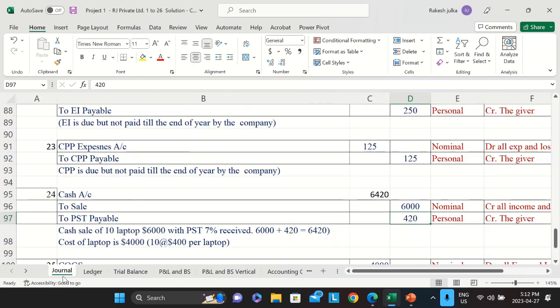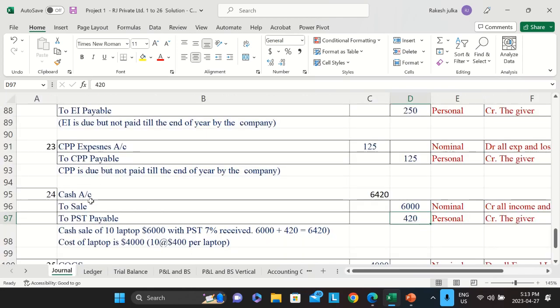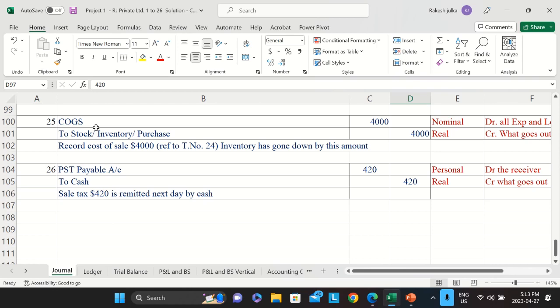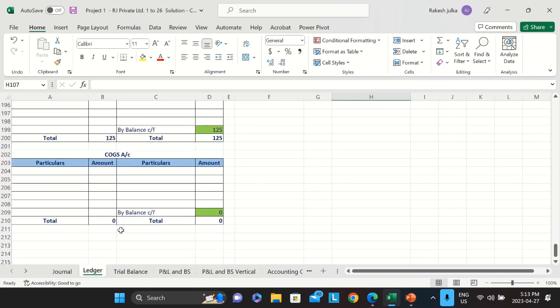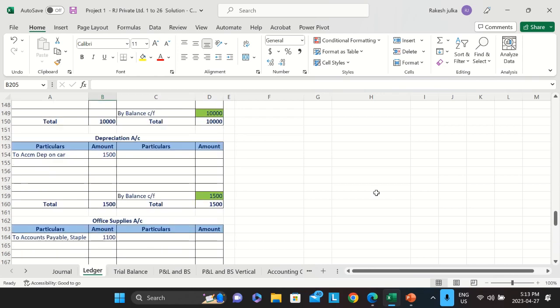Now what we have done is received cash. In PST payable, "by cash", we have received cash from the client, and that cash we will pay to the government. Next we have the 25th, cost of goods sold to inventory, $4,000. So that will be here, $4,000, and in inventory, "by cost of goods sold".